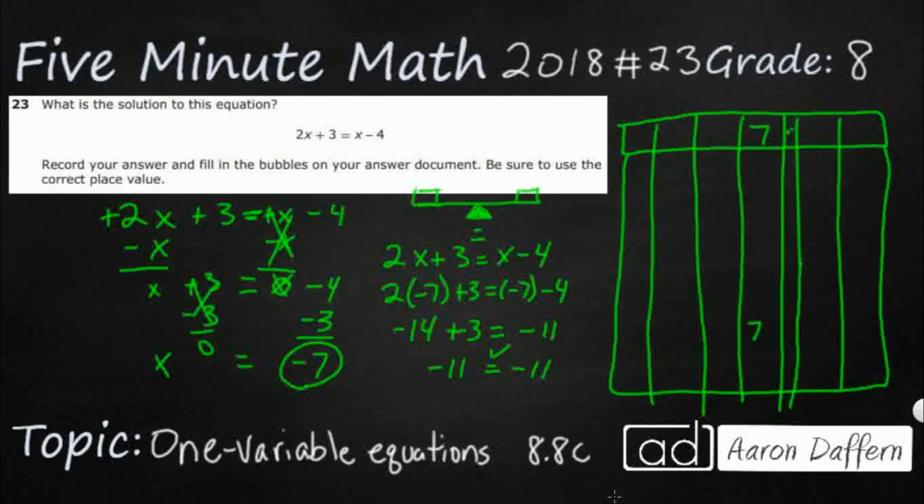We need to bubble in our 7, but obviously, if that's all we do, it's going to be incorrect because it's negative 7. So over here on the left, next to that thousands place, you see a little positive and a little negative. And so what you need to do is bubble in that negative right here to show that it's a negative 7. If you leave it blank, it's just going to default back to positive, and we don't need a positive 7. So there's our answer.